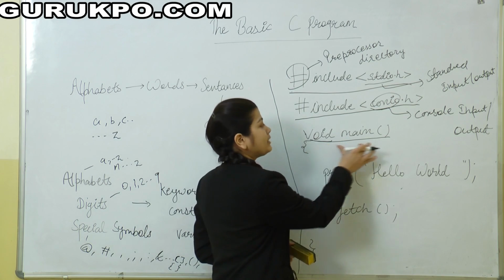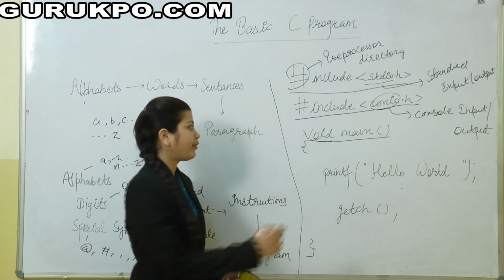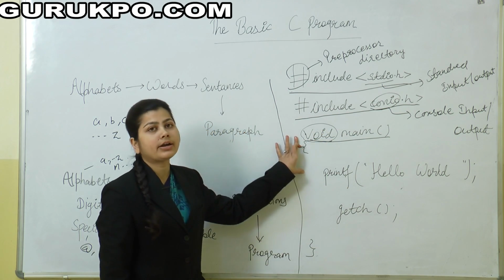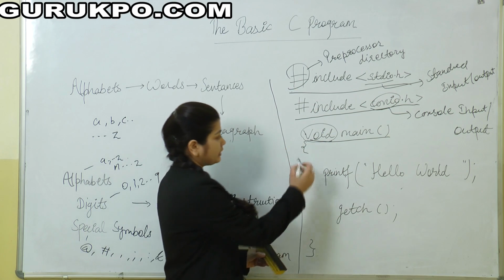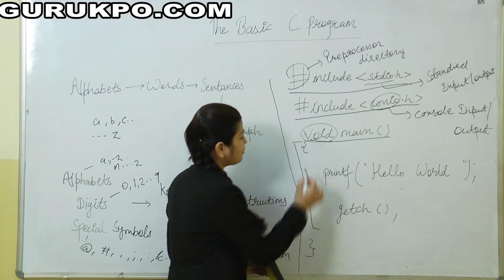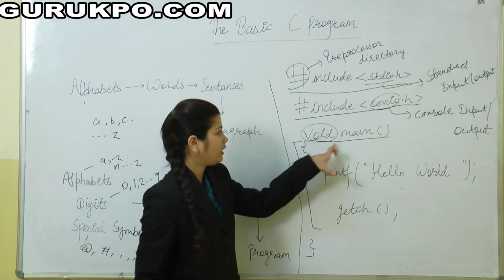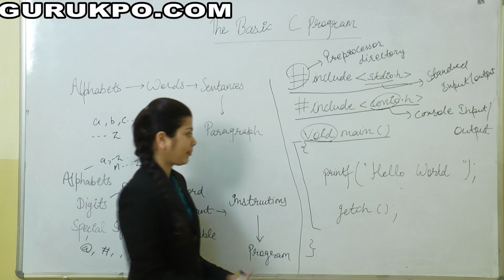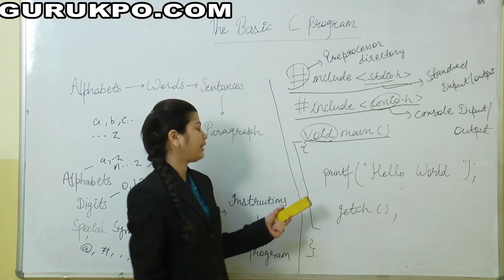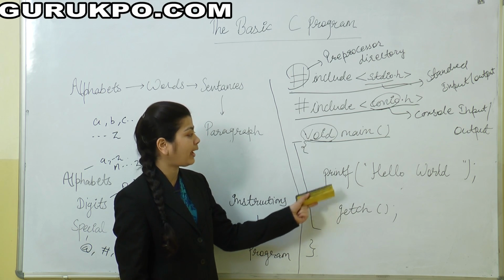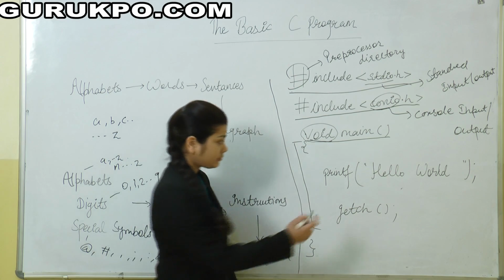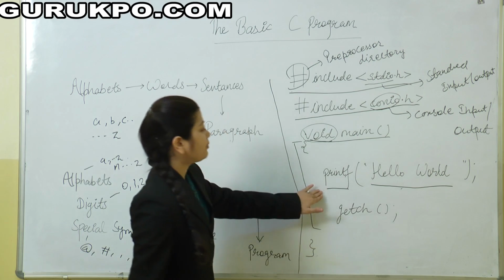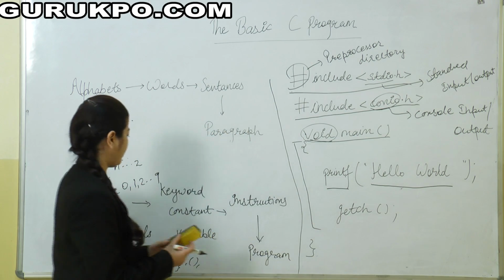After that we write void main. Void main is a function where the meaning of void is null, meaning the function does not return anything. After this comes the body of the program. Basically the program starts after this line. Void main is the starting point of the body of a program. Here is only a simple program to print something. In the printf statement I write hello world. This statement prints hello world on our output screen.